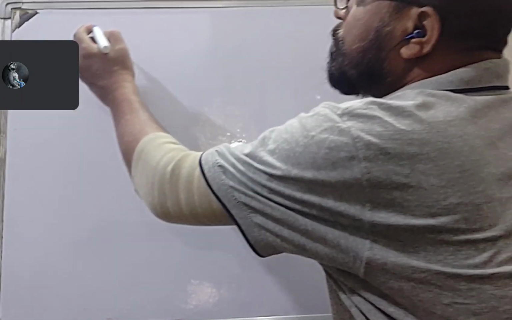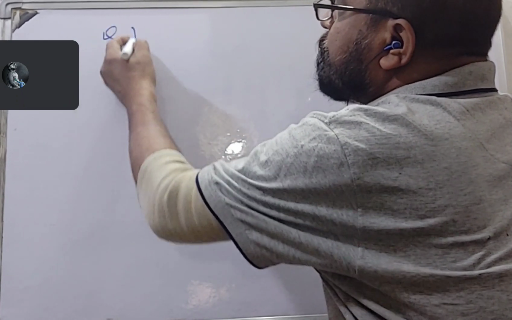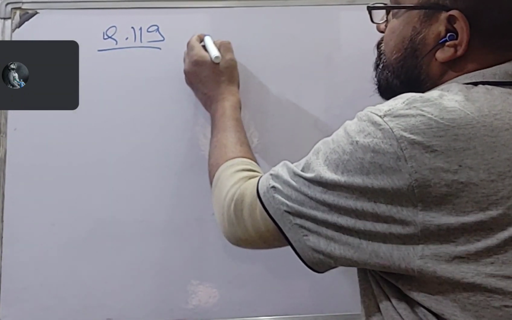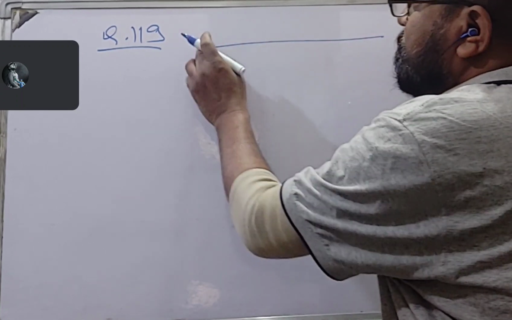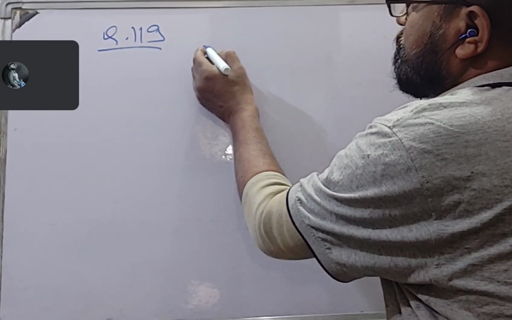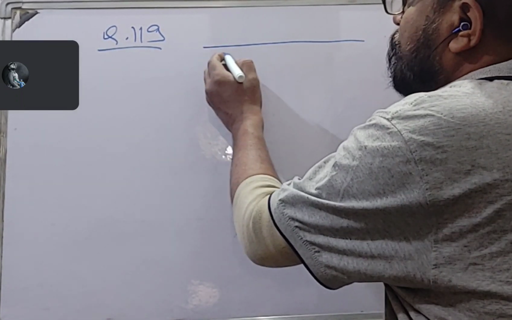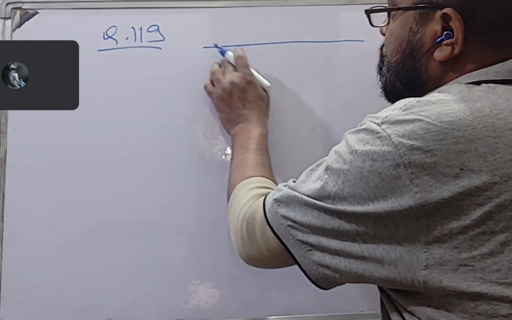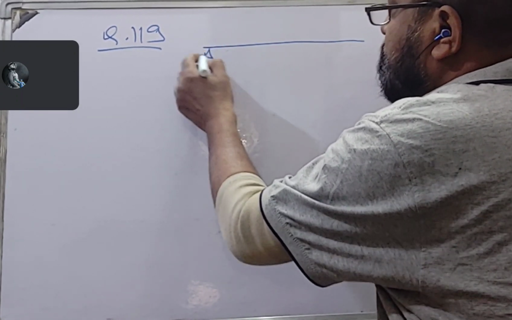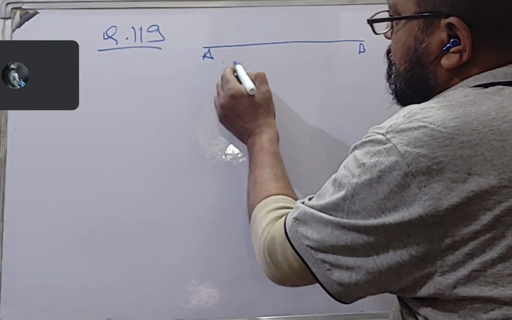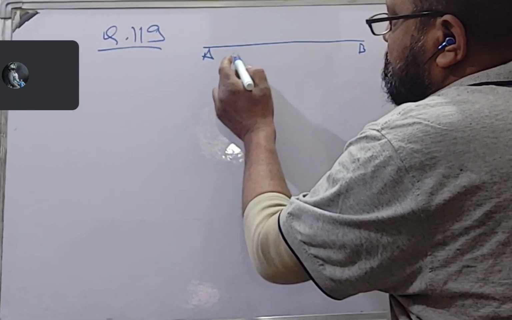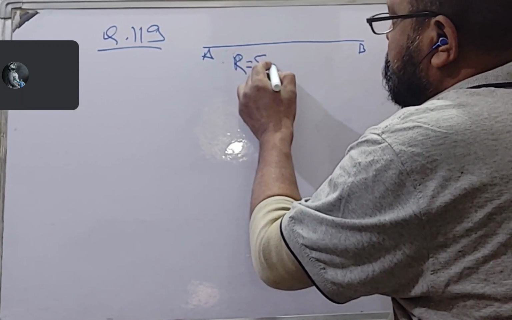This is question number 119. Fine. And question number 119 is saying there is a resistance wire. This is the wire. Wire of 5 ohm. Resistance of this wire AB is equal to 5 ohm.